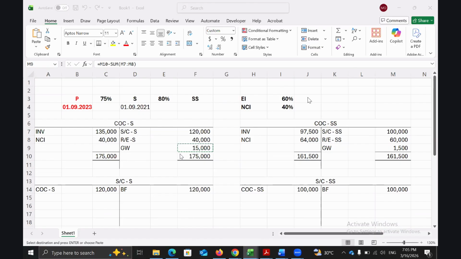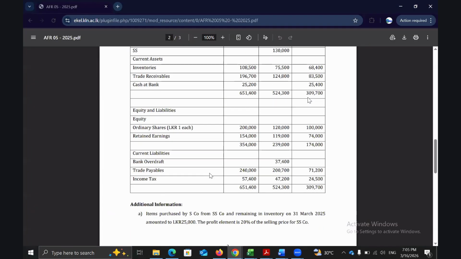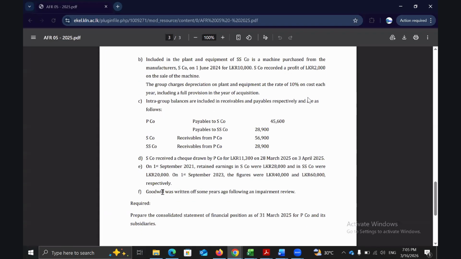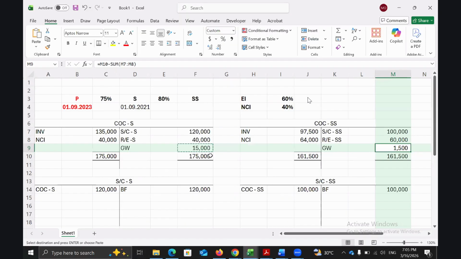Okay, then when it comes to the goodwill, as per the adjustment, goodwill was written off some years ago following an impairment review. Okay, when it comes to the goodwill, who owns this goodwill? In whose ledger do we have this goodwill balance?